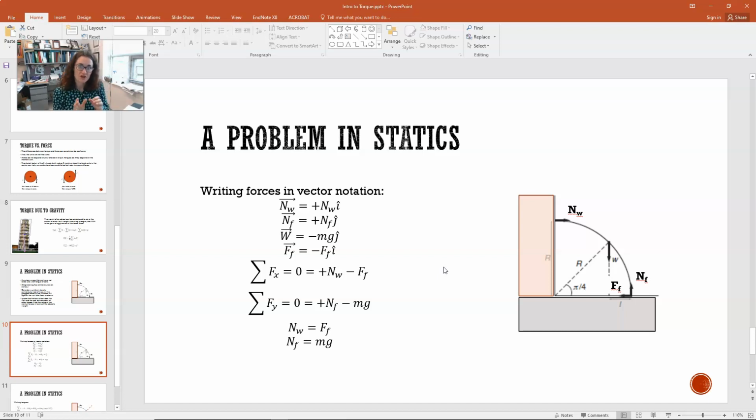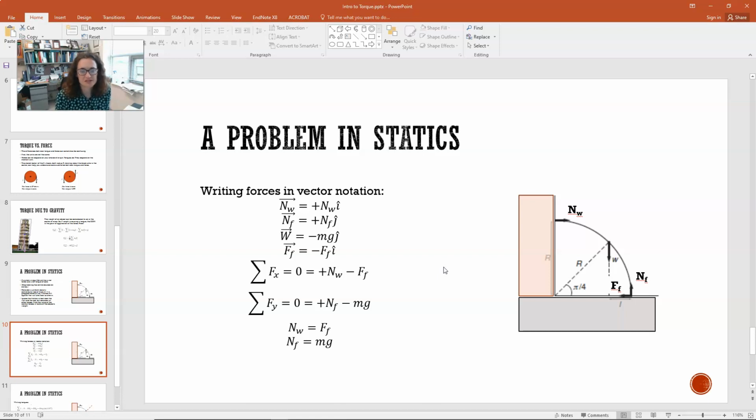Now, I've got 2 things that are going to sum to 0. One is the forces, and one is the torques. Let's do the forces first. So, the sum of the forces in the x direction must equal 0. My 2 forces with x components are my normal force from the wall and my force of friction. So, my equation is 0 is equal to N_W minus F_F, the normal force from the wall minus friction. Now, my sum of the forces in y is also going to be equal to 0.